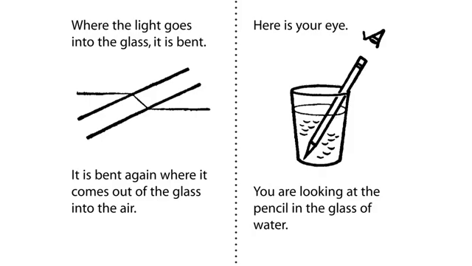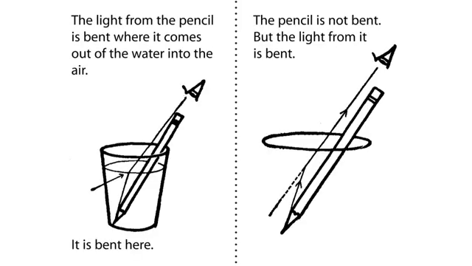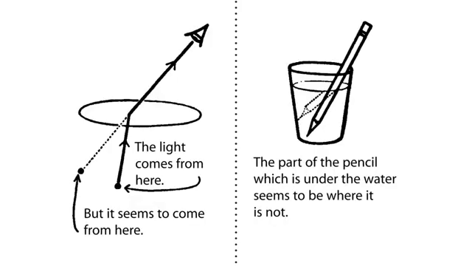Here is your eye. You are looking at the pencil in the glass of water. The light from the pencil is bent where it comes out of the water into the air. It is bent here. The pencil is not bent, but the light from it is bent. The light comes from here, but it seems to come from here. The part of the pencil which is under the water seems to be where it is not.